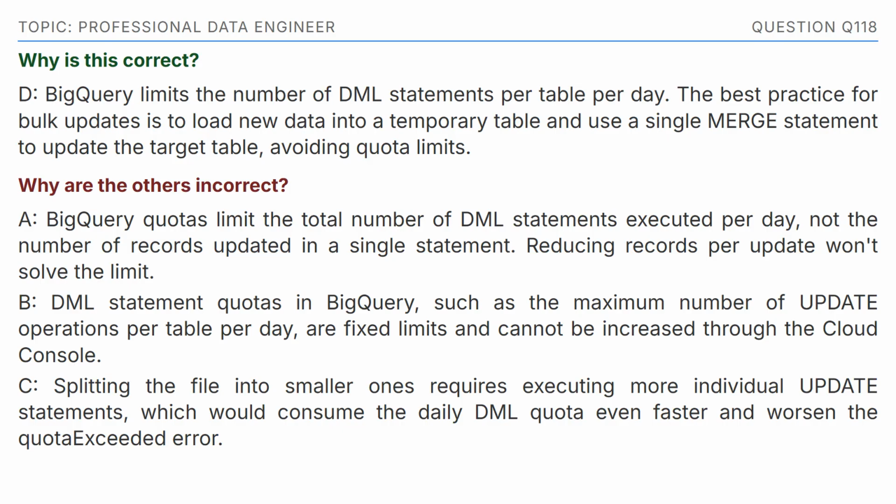Why are the others incorrect? A. BigQuery quotas limit the total number of DML statements executed per day, not the number of records updated in a single statement. Reducing records per update won't solve the limit. B. DML statement quotas in BigQuery, such as the maximum number of update operations per table per day, are fixed limits and cannot be increased through the Cloud Console. C. Splitting the file into smaller ones requires executing more individual update statements, which would consume the daily DML quota even faster and worsen the quota exceeded error.